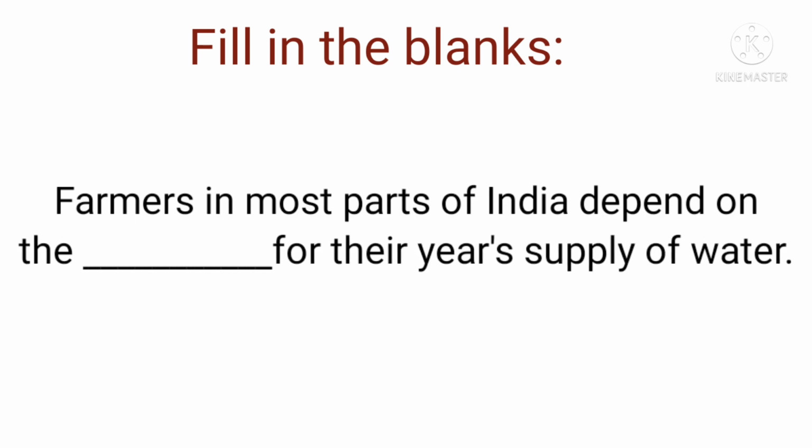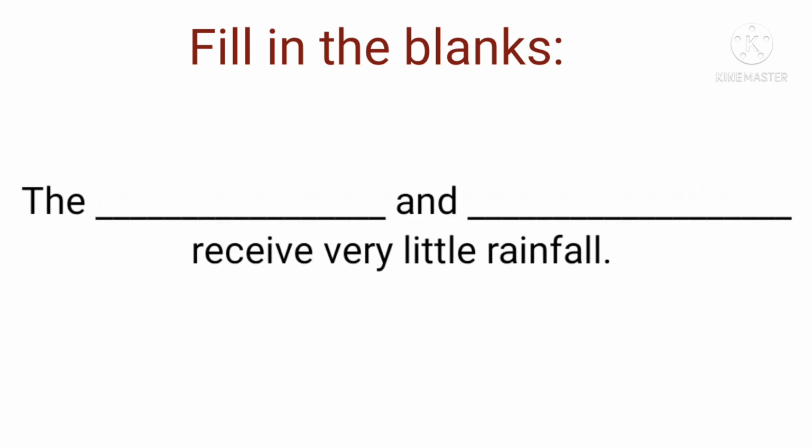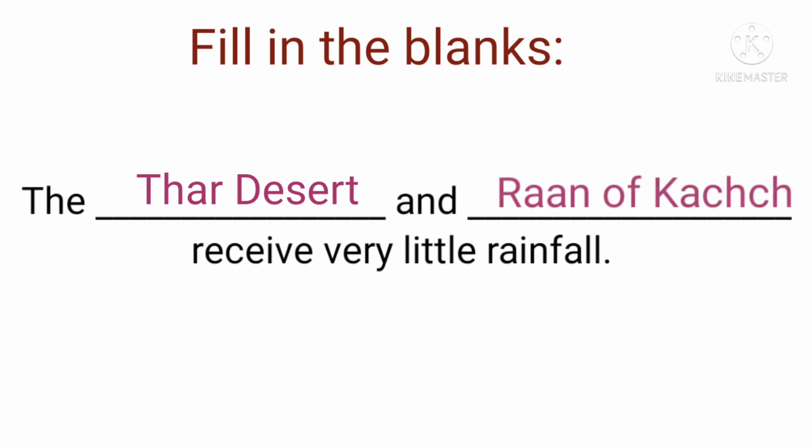Farmers in most parts of India depend on the dash for their year's supply of water. Yes, monsoon. The dash and dash receive very little rainfall. Yes, Thar Desert and Rann of Kutch.